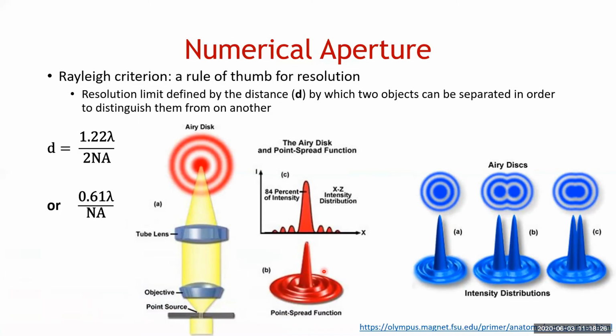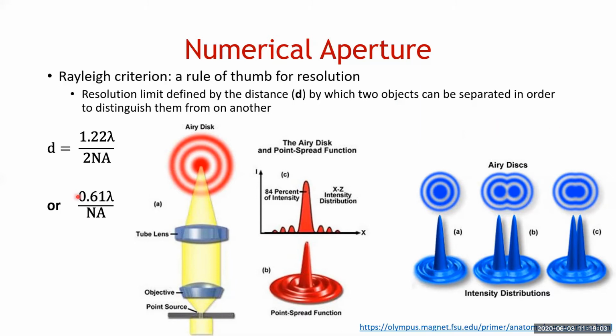So talking about numerical aperture, a concept itself, we'll start off with resolution and what it is. A rule of thumb for resolution can be explained by the Rayleigh criterion, which simply states the resolution limit. The limit of the resolution is defined by the distance d, which two objects can be separated from each other in order to distinguish that there are two objects. So you can see here 1 and 2 objects. At this point, you cannot see that they're really 2 objects.